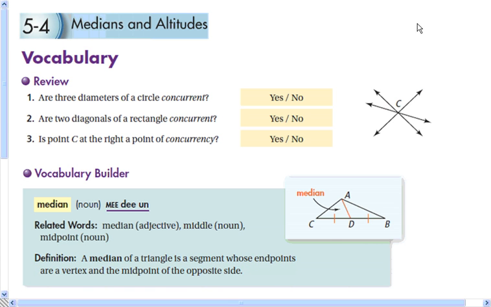Class, this is lesson 5.4, medians and altitudes. We will learn to identify properties of medians and altitudes of a triangle.